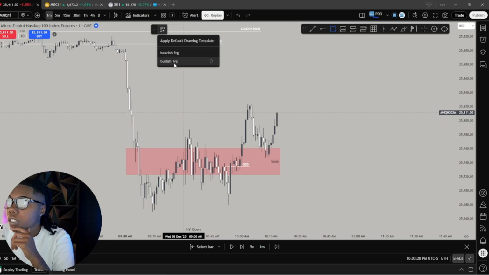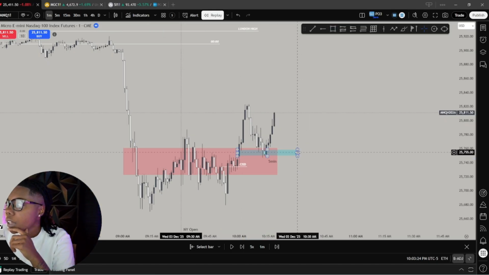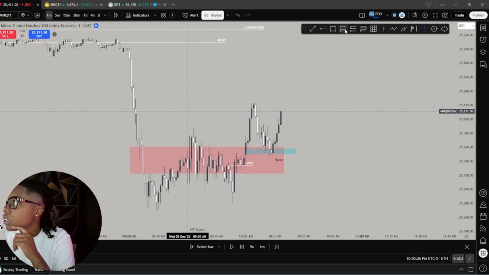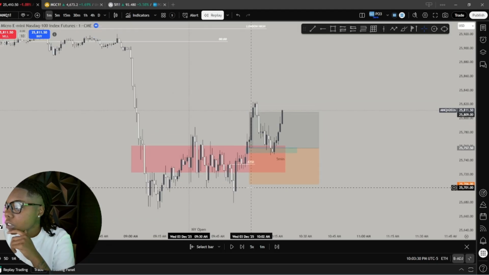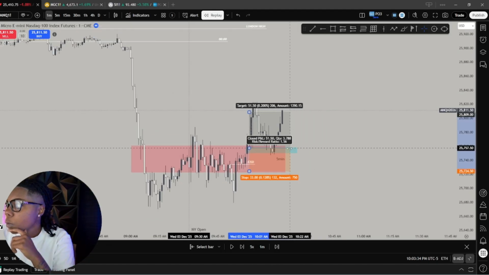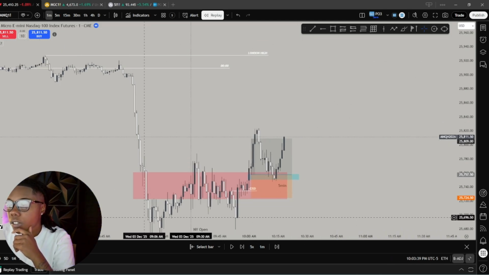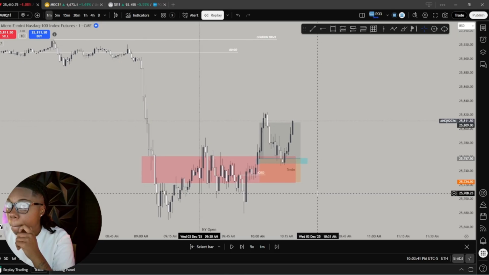Not only do we have a CISD, but we also have a bullish fair value gap. And then from there, guys, we could enter here, right? And of course our stop loss could be at these lows, and then what we want to target is the opposing liquidity. So again, sell side has been created, right?